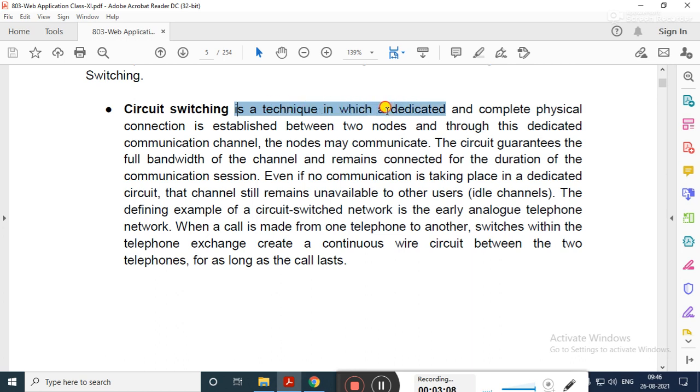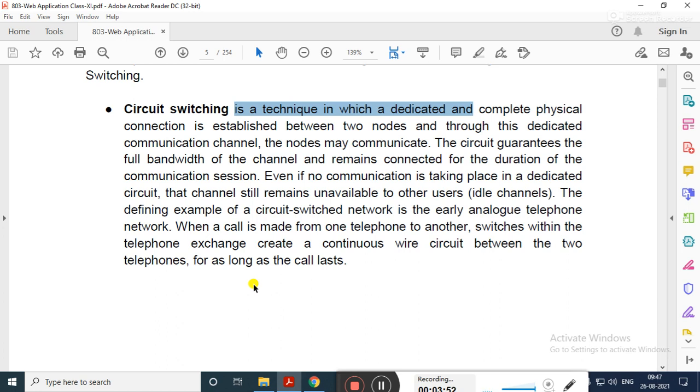Circuit switching is a technique in which a dedicated and complete physical connection is established between two nodes, and through this dedicated communications channel, the nodes may communicate. The circuit guarantees the full bandwidth of the channel and remains connected for the duration of the communication session. Even if no communication is taking place in a dedicated circuit, that channel still remains unavailable to other users. That means the idle channel. Idle means it is not actually transmitting any kind of data. If you don't have any work, that means you are idle right now.